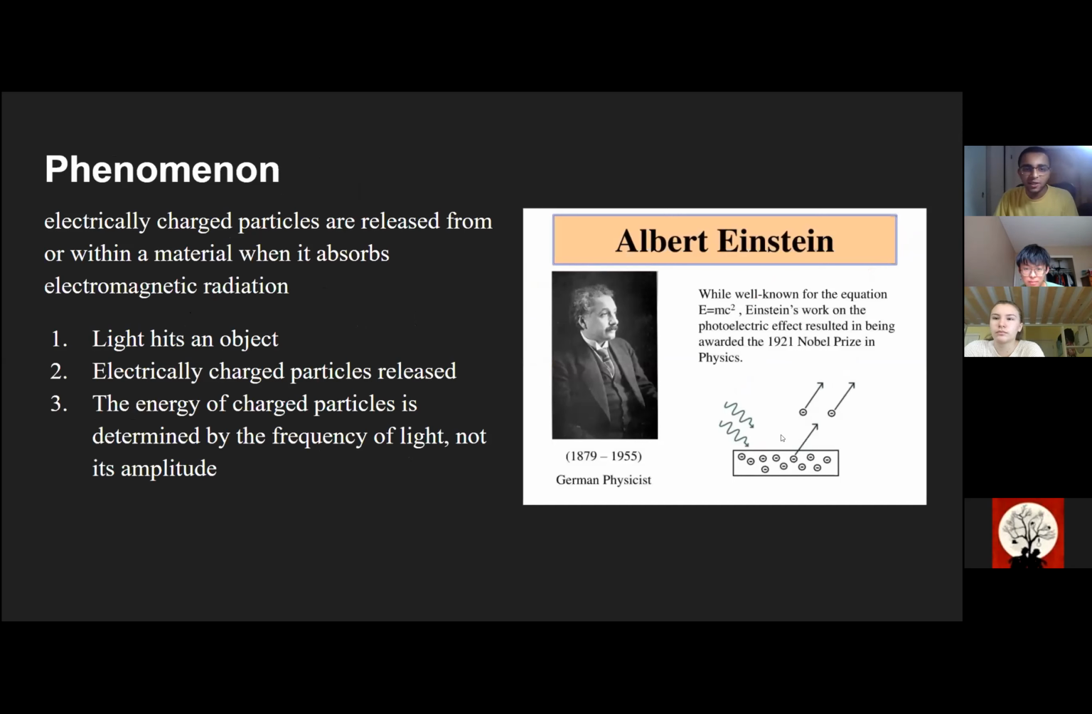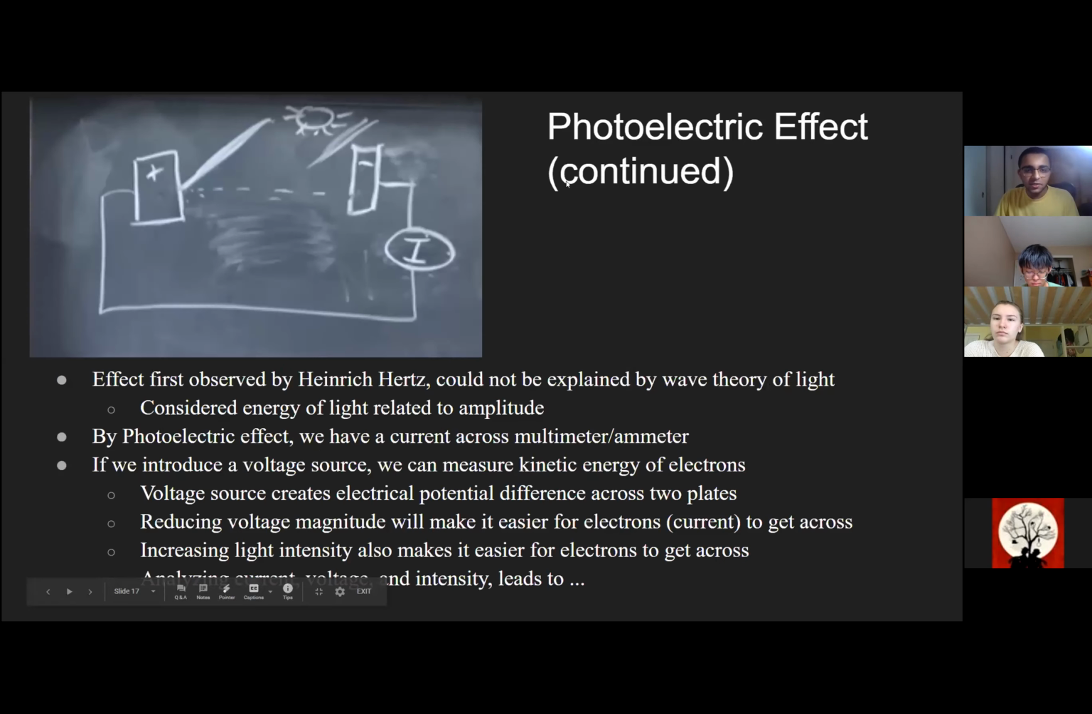And so light is going to hit the object you can see in the photo bottom right, and then the electrically charged particles are released. The electrons are released, and the energy of the charged particles is determined by the frequency of the light and not the amplitude.